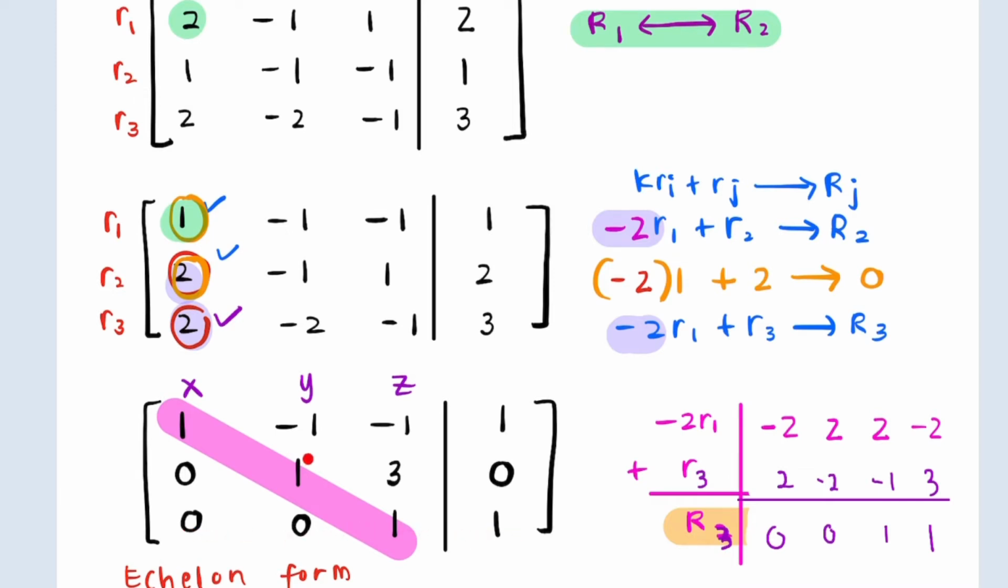Okay, next step, let's make this entry 1. This is already 1, so no need to do any calculation. And then we want to use this 1 to make this 0. This is already 0. And finally, let's make this 1. This is already 1, so nothing we can do here. So we've finished doing all the elementary row operations. Now let's read our answer.